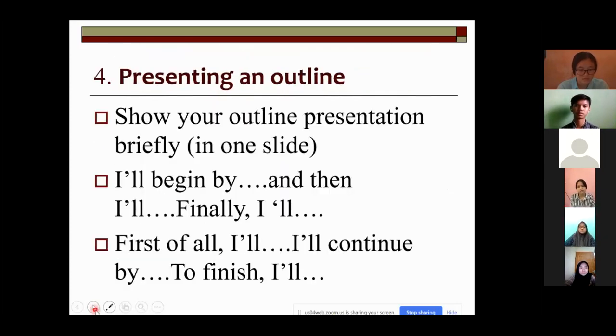Then the next step, after introducing yourself, stating your position and presenting your topic, is presenting an outline. Show your presentation outline briefly. Usually it is only one slide because it will help you to guide your presentation well. You give some clues and you tell your audience about what you are going to talk about.